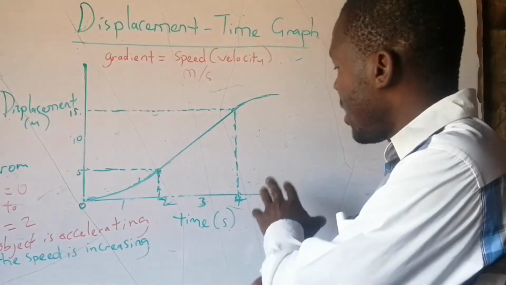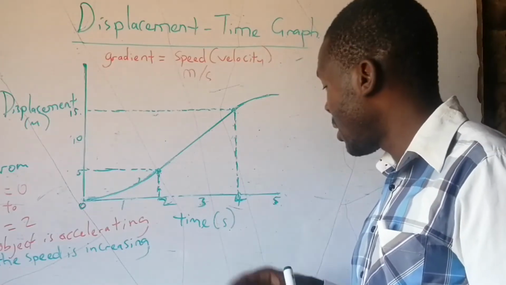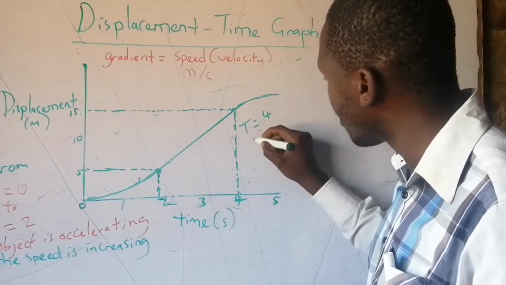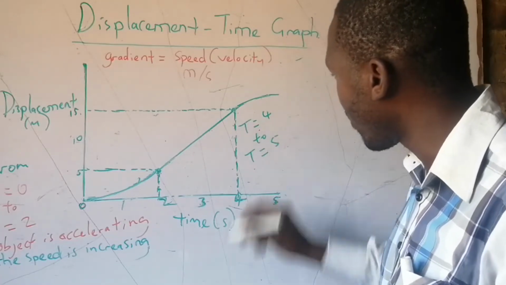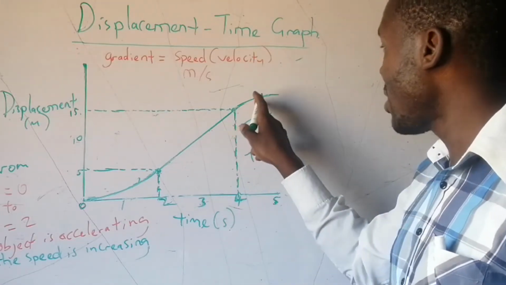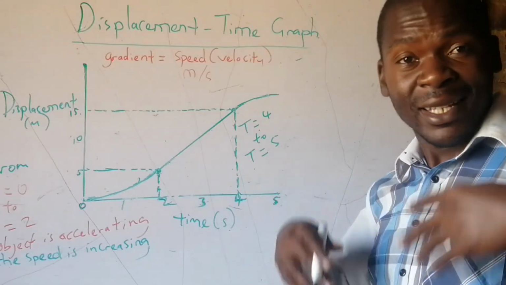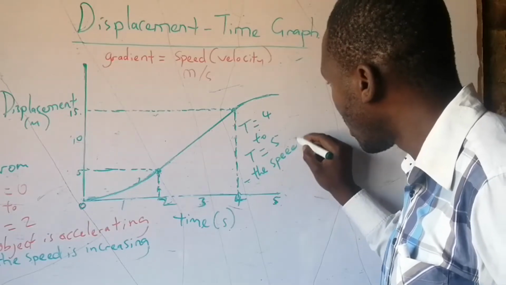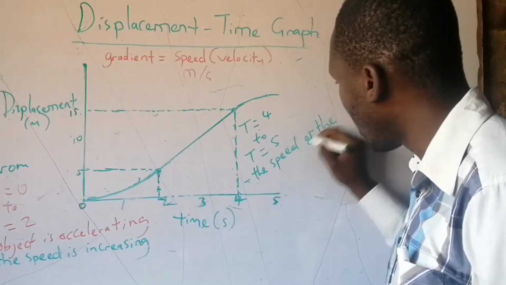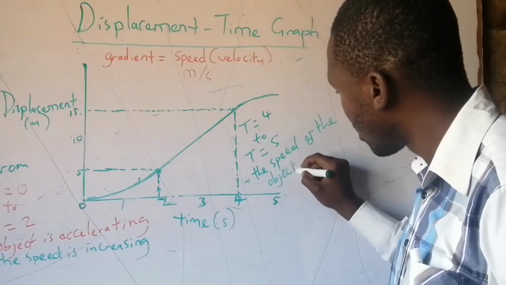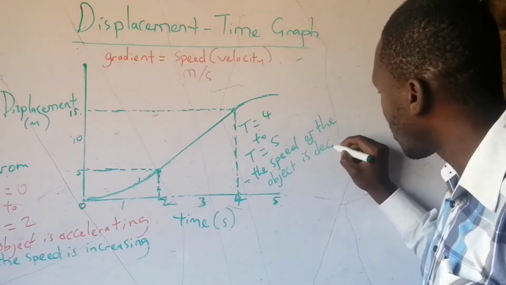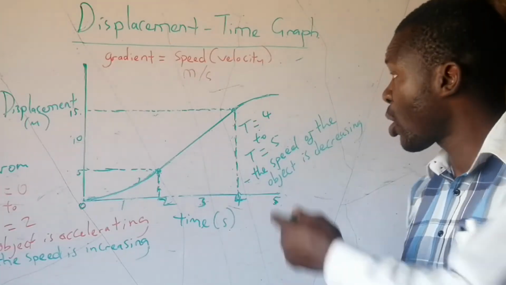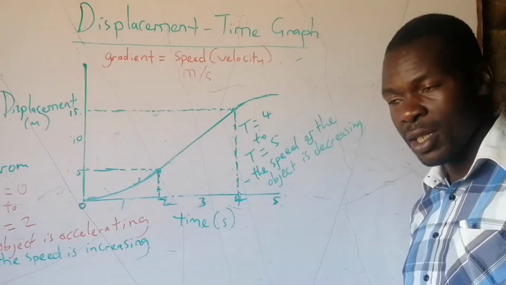Now, in terms of the final part of the graph, from t is equal to 4 to t is equal to 5, we can see that the gradient is decreasing. When the gradient is decreasing, it means that the speed of the object is decreasing, or the velocity of the object is decreasing, because the gradient is decreasing.